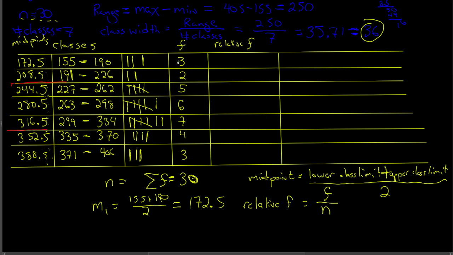So in this case, I have 3 divided by 30 pieces of data. I have 2 divided by 30 pieces of data. I have 5 divided by 30, and I have 6 divided by 30, 7 divided by 30, 4 divided by 30, and 3 divided by 30 pieces of data.